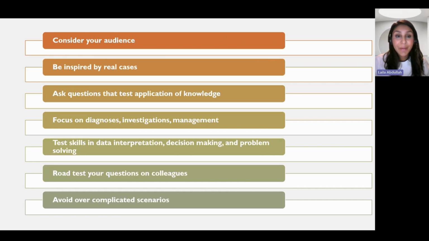Try to ask questions that test application of knowledge. So we have moved away from testing factual, esoteric knowledge recall through to a focus on diagnoses, investigations, management, and skills that we're testing are data interpretation, clinical decision making, clinical reasoning, and problem solving. It's always great to road test your questions on colleagues. So any questions that you write, share it with colleagues and see what they think.